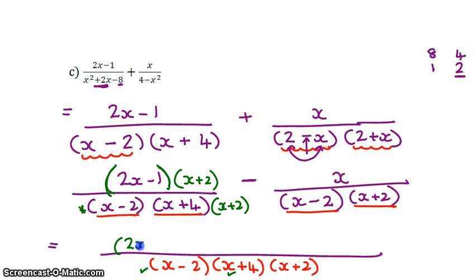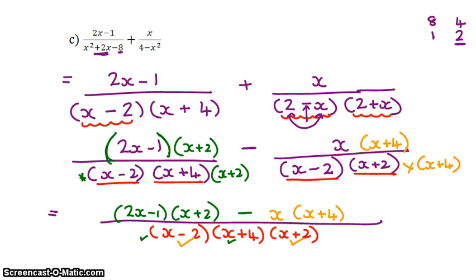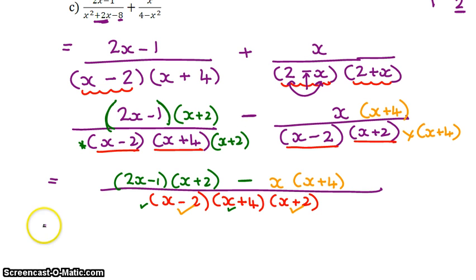So at the top I've got 2x minus 1, and it needs to be multiplied by x plus 2, minus, now what does this denominator need? It's got an x minus 2, it's got an x plus 2, it's missing an x plus 4, but what you do to the bottom, you must do to the top. So I've got minus x plus 4. Now all I've got to do is multiply out and collect up like terms.